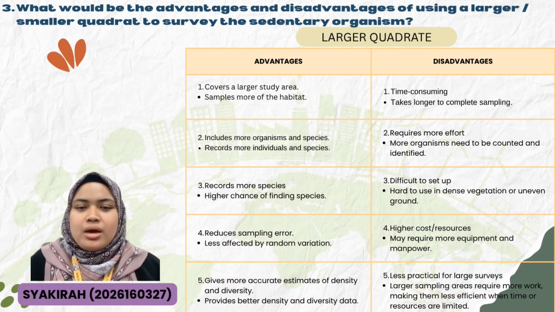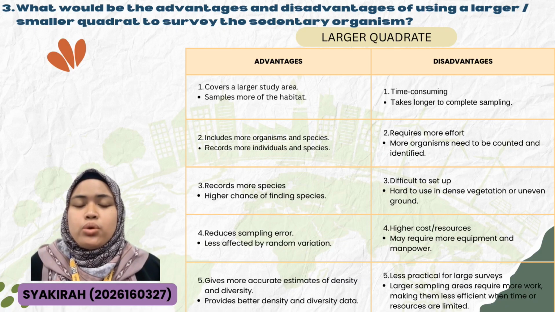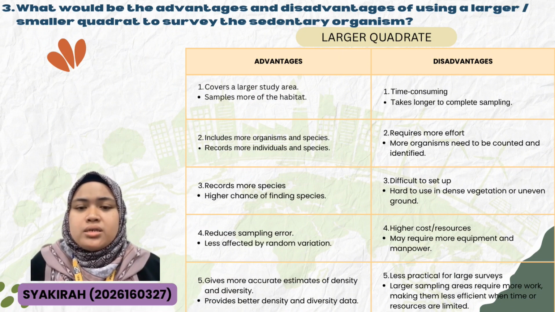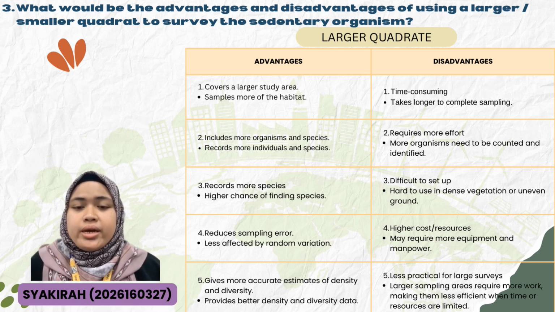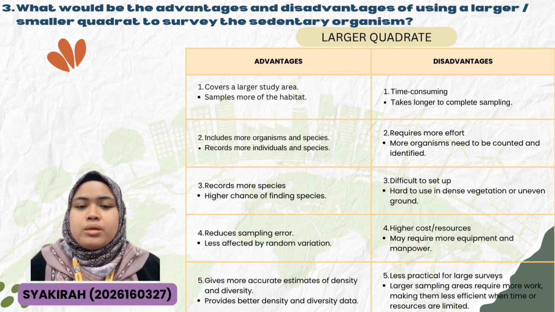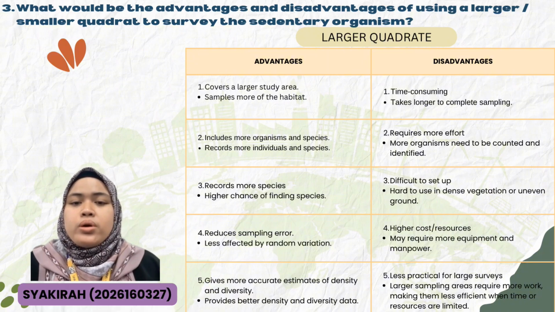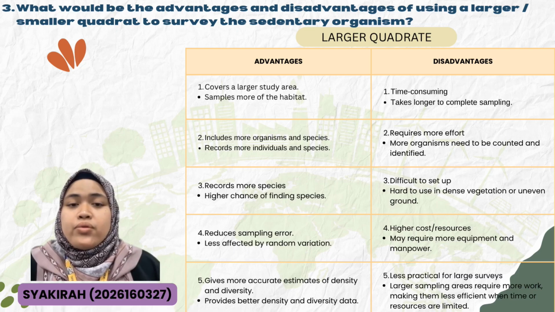Hi everyone, I will present the advantages and disadvantages of using a larger and smaller quadrat when surveying sedentary organisms such as plants. First, let's look at the larger quadrat. A larger quadrat has several advantages. Firstly, it covers a larger study area, allowing us to sample more of the habitat. Secondly, it includes more organisms and species, making it easier to record a greater number of individuals.